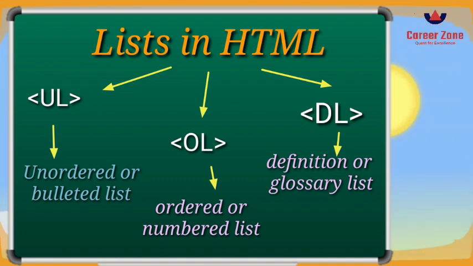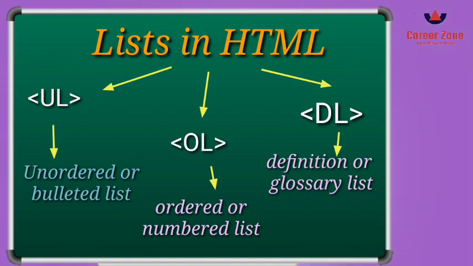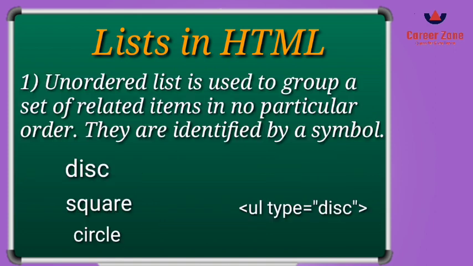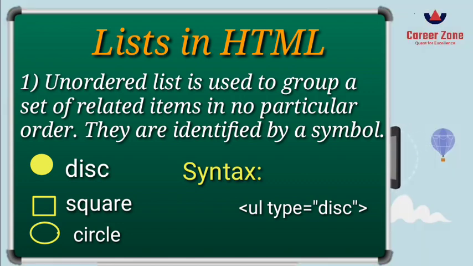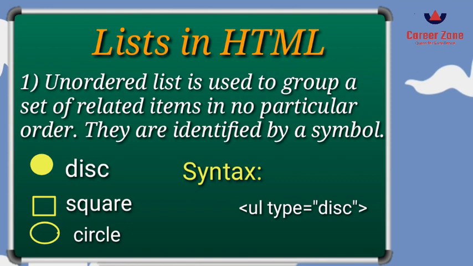First one is the unordered list. It is also called a bulleted list, where the information can be shown in unordered form. It is basically identified by the symbols disk, square and circle. The syntax is UL, space, the type attribute equal to disk. Square and circle are also values of the type attribute of the unordered list tag.